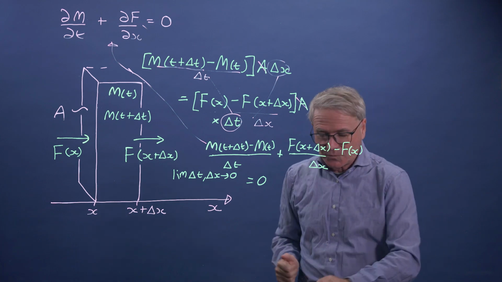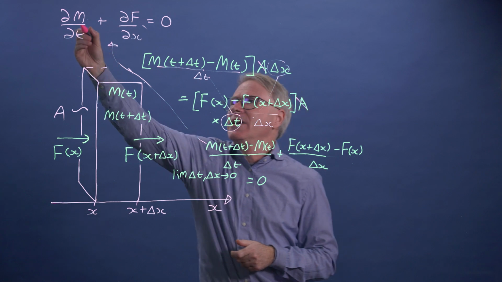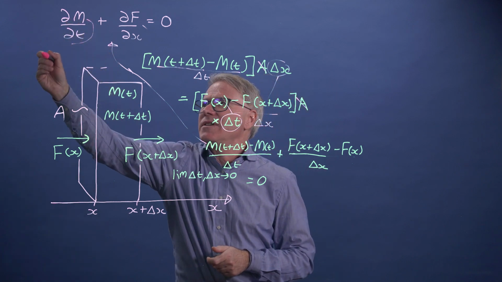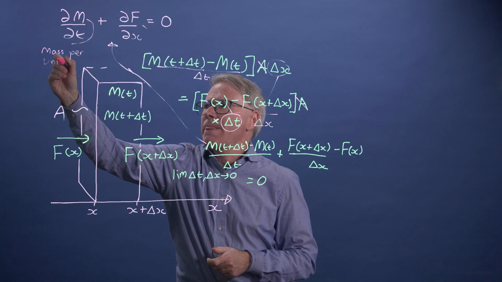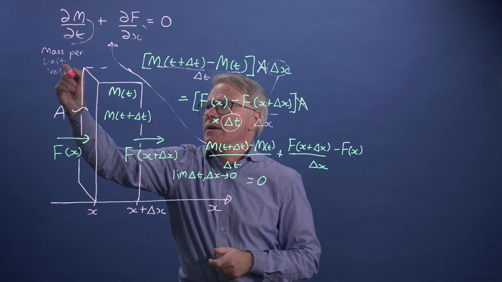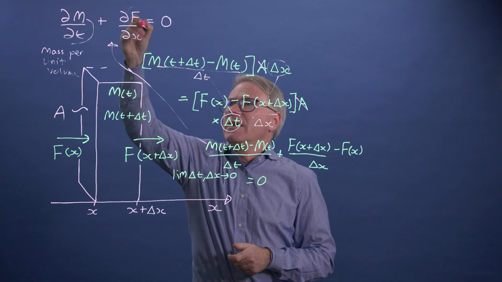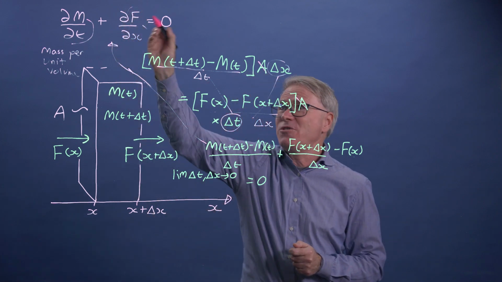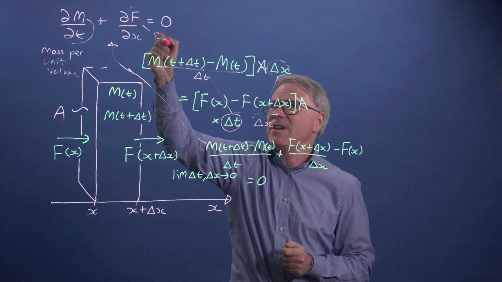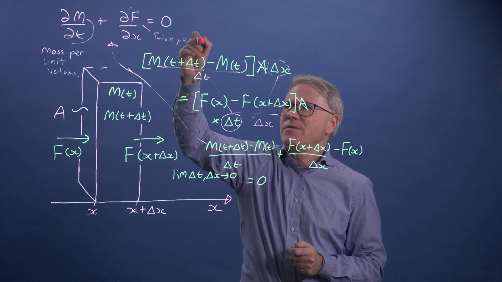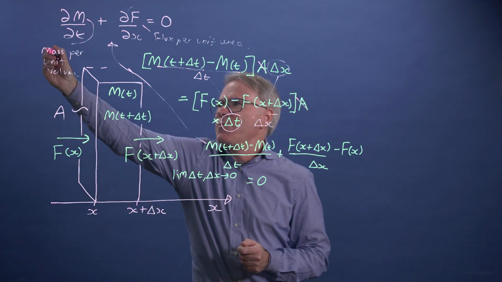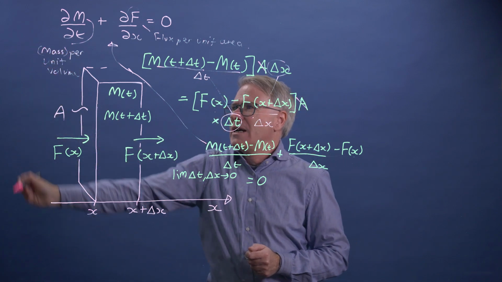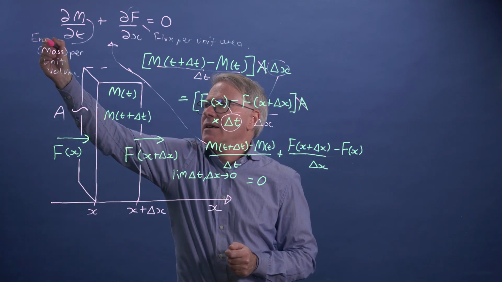So in general, the equation is the rate of change of mass per unit volume, plus the spatial derivative of some flux per unit area, is equal to 0. And we're now going to do two examples.